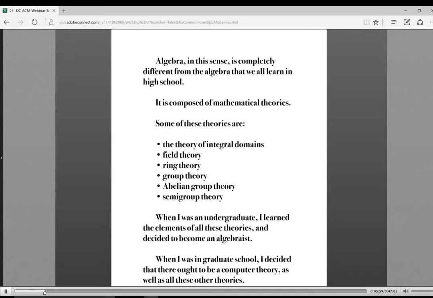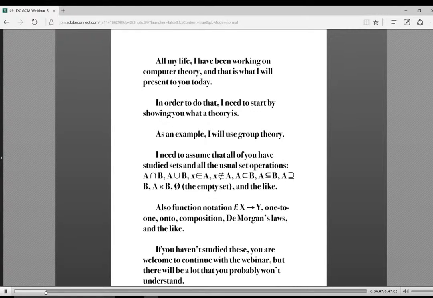When I was in graduate school, I decided that there ought to be a computer theory as well as all these other theories. All my life I've been working on computer theory, and that is what I will present to you today. In order to do that, I need to start by showing you what a theory is. As an example, I will use group theory.